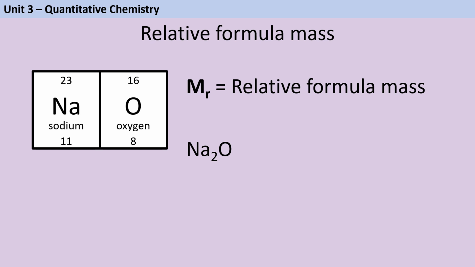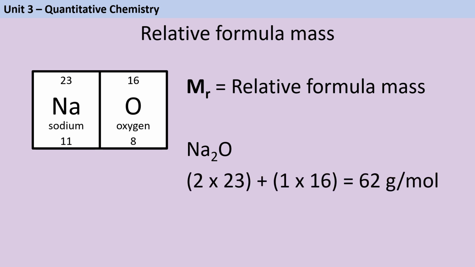So for instance, if we're looking at sodium oxide, I can see from the formula here that 1 mole of sodium oxide contains 2 moles of sodium atoms and 1 mole of oxygen atoms. So therefore I'm going to add together 2 lots of 23 because that's the mass of sodium and 1 lot of 16 because that's the mass of oxygen. So I get a total of 62 grams per mole. In other words, 1 mole of sodium oxide has a mass of 62 grams.